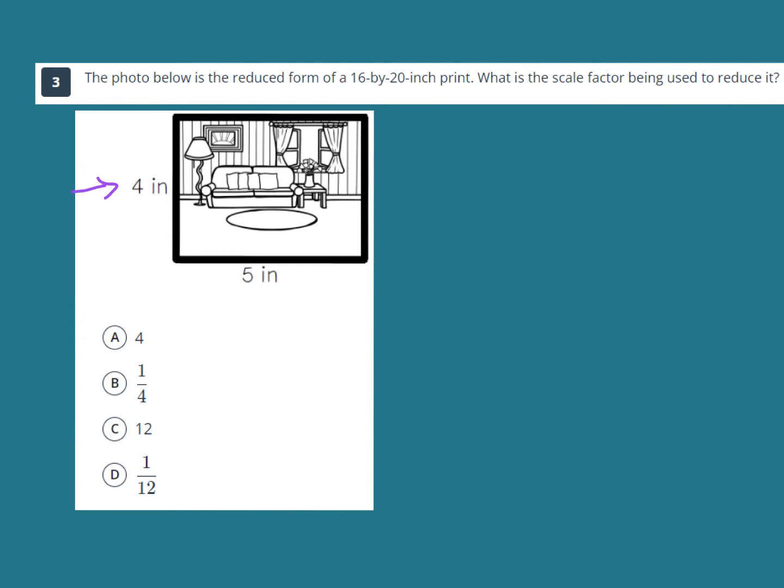So this 4 comes from a 16, and this 5 comes from a 20. How do I know that? Well, 16 by 20. 16 is going to be the shorter side, and this is clearly the shorter side. So that's where the 16 is, right? So 16 to 20. So I say to myself, 16 times what equals 4? Well, I don't know. So what am I going to do?